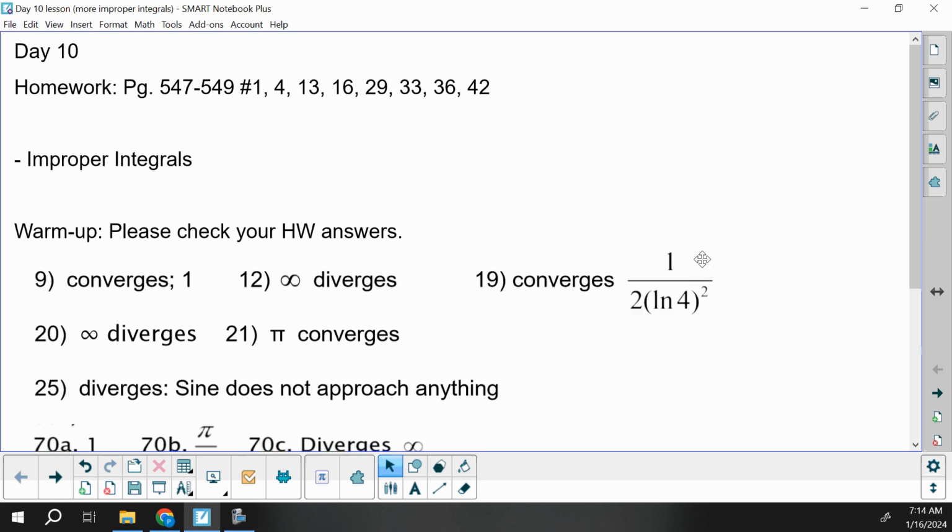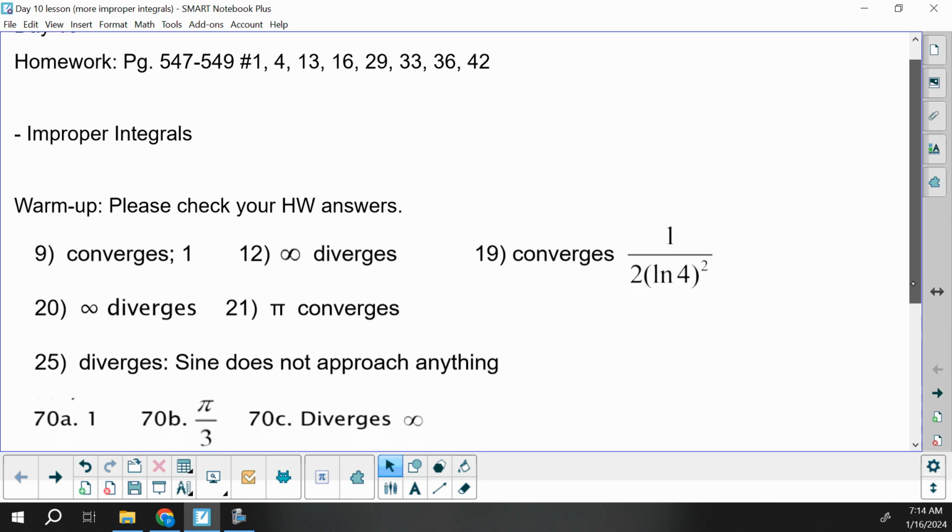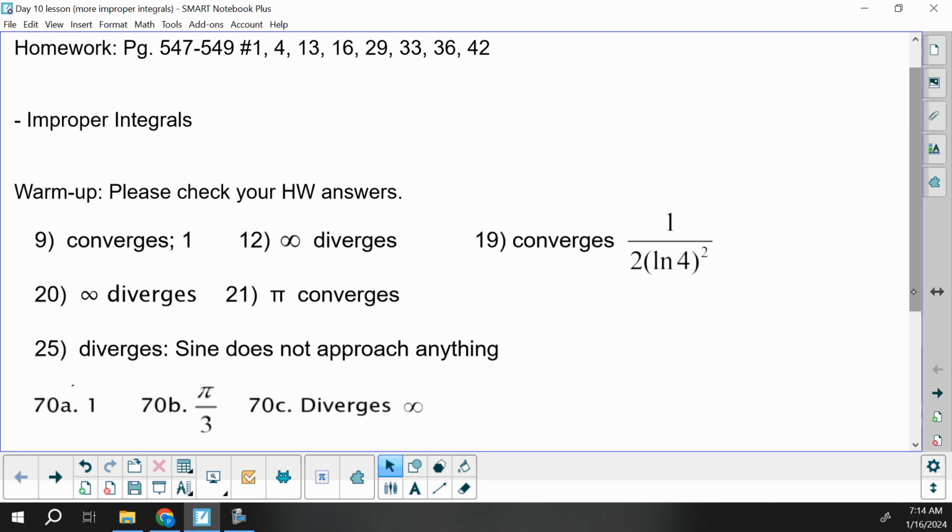Welcome to day 10 of Unit 6. We got homework that's in the textbook. These are each your answers, but we're actually going to go through each of the questions one by one, so you'll be able to check your answers as we go.